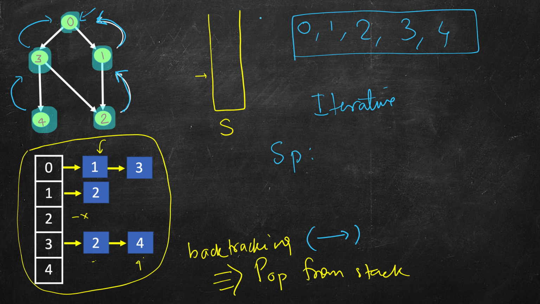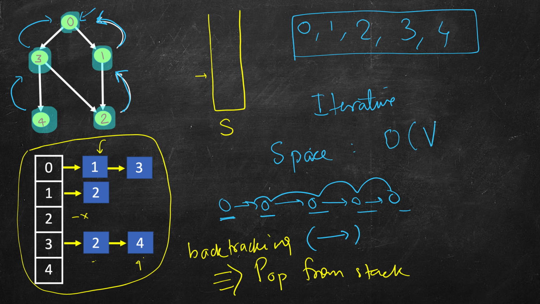Space at max, we will insert all the nodes in the stack if it's like a linear graph. So you start from here, insert it into the stack, you insert it, and every node is inserted in the stack. Then you start popping or backtracking. So space complexity can be order of V. And what is the time complexity?